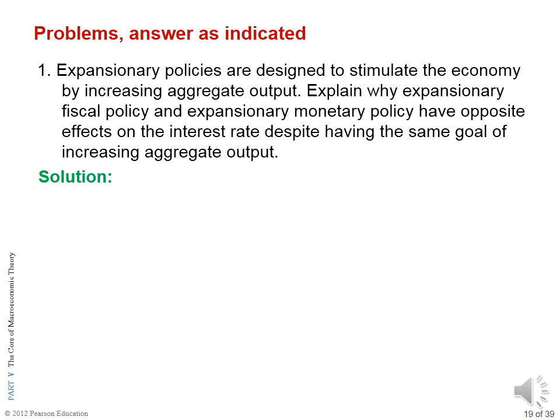Let's start with expansionary fiscal policy. An increase in G will increase aggregate expenditure, which will increase Y. An increase in Y will increase the demand for money, so the interest rate will increase. So expansionary fiscal policy will increase both Y and R. But for expansionary monetary policy, an increase in money supply will decrease R, which will increase investment, so Y will increase. So expansionary monetary policy will increase Y but decrease R.